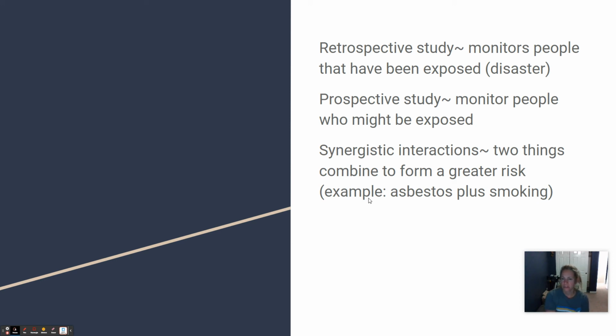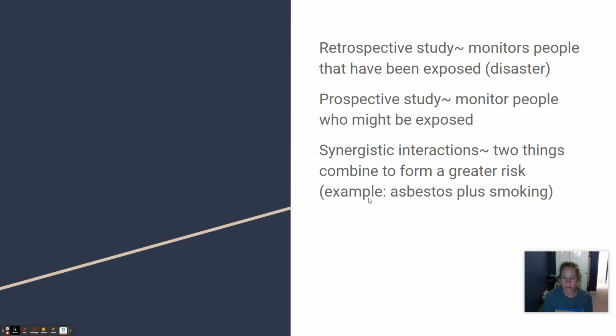And then synergistic interactions. This is something that's really hard to predict. How are things going to affect you if you've got multiple things going on? Let's say, for example, you are exposed to radon. Radon can cause lung cancer, but you're also a smoker. A normal person being exposed to radon might have, I don't know, a 10% chance of developing lung cancer, which is pretty bad. So you have a 10% chance.